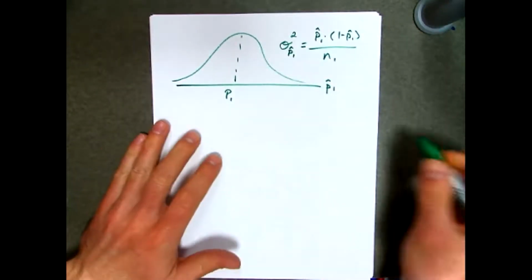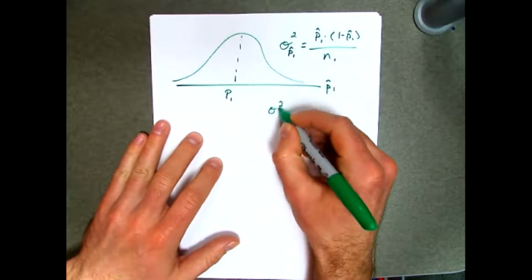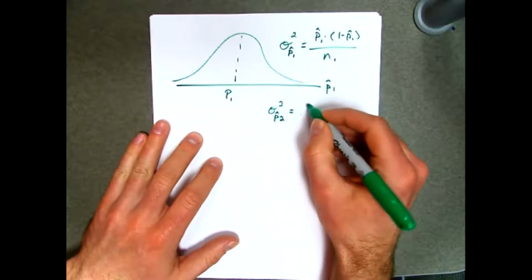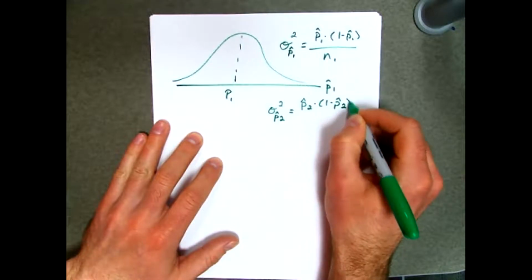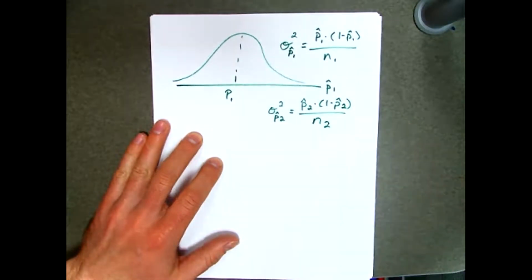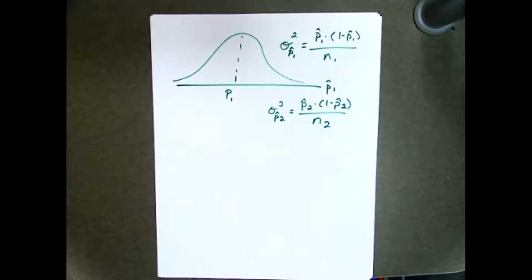And that's going back to one population stuff. And I would have the exact same thing be true for my second population, or my second group. I would just be using their sample proportion and sample size to determine the variance of that sample proportion.